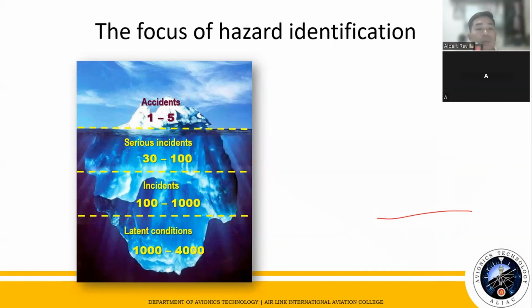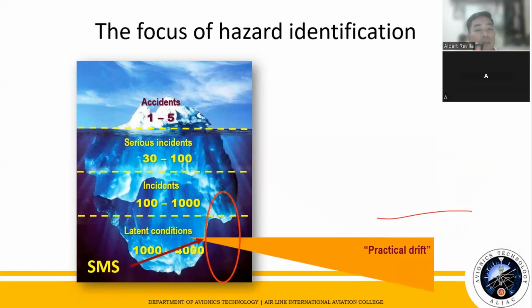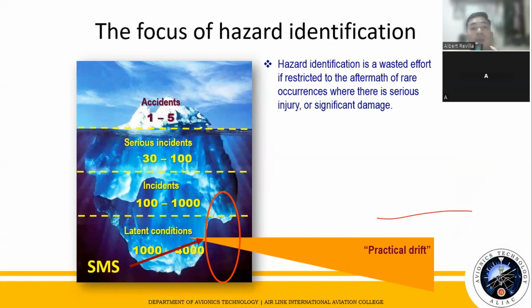So, pag nag-focus ka ng hazard identification mo in the latent conditions, so from the beginning, you might have yung save the situation, okay, or ma-minimize mo yung magkaroon man ng incident to accident. Ayan. Kaya yung SMS laging nasa pinakaulo. That's why kakaroon tayo ng safety first.